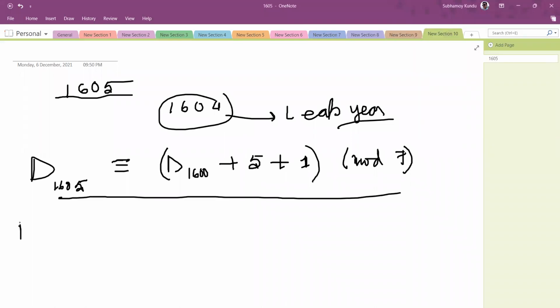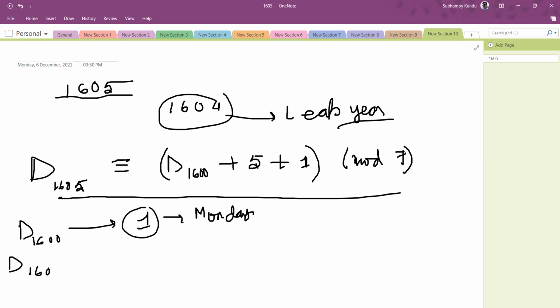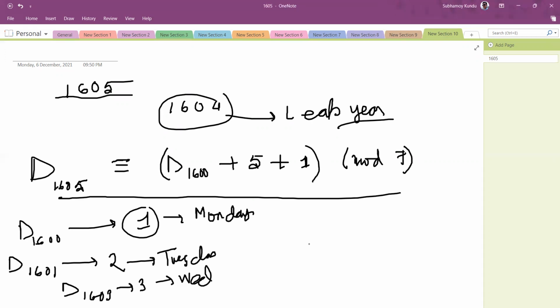Because let's say we know this 1600, it is, let's say, 1. That means it was Monday. Then 1601 will be 2, that means Tuesday. Then 1602 will be 3, that means Wednesday. D1604, that means the first of March of calendar year 1604, will be 4. Monday, Tuesday, Wednesday, Thursday.